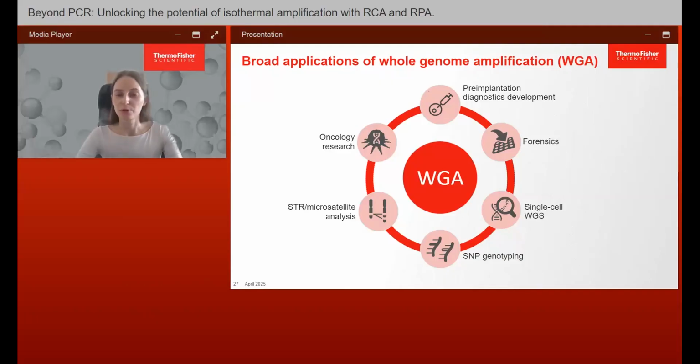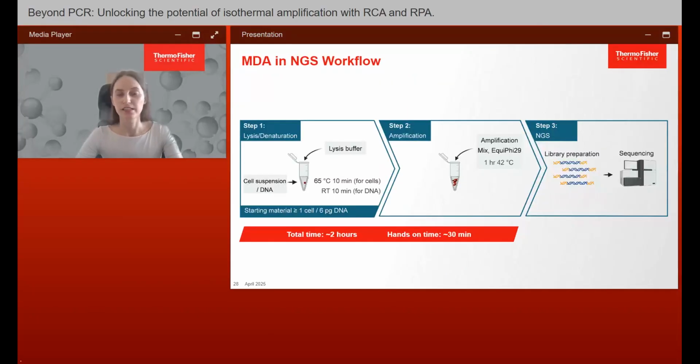And this whole genome amplification using MDA is very simple. It follows a straightforward three-step workflow. First, cells are lysed and DNA is denatured. Then MDA using Equiphi29 DNA polymerase amplifies the entire genome in just 1 hour. And finally, a sequencing library is prepared for NGS. And so this entire process for DNA pre-amplification before library preparation takes about 2 hours with only 30 minutes of hands-on time.